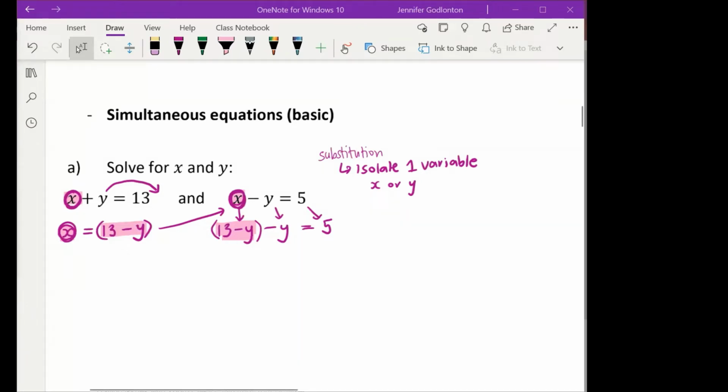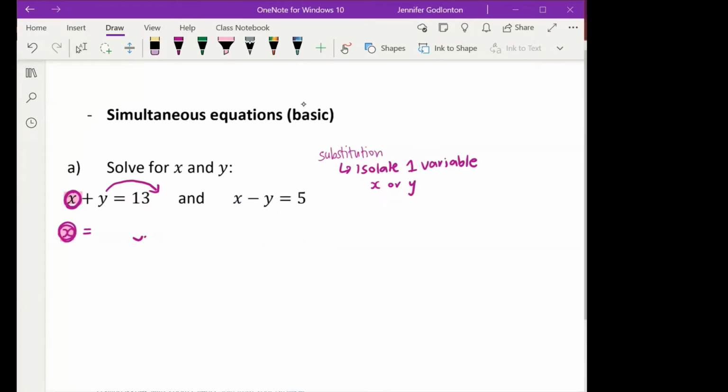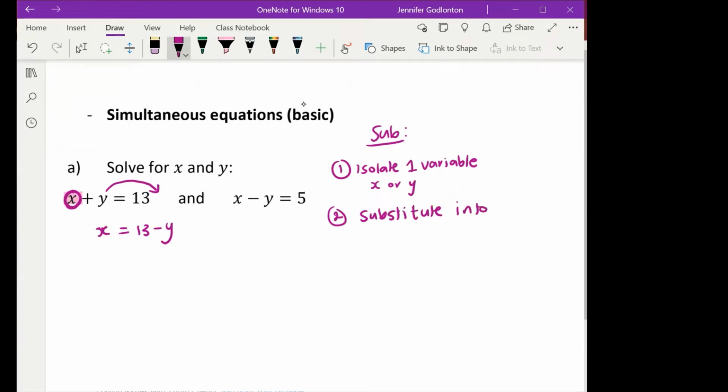Okay, so all that's happened here, let's just go through this step by step, is the first thing that we did was we isolated 1 variable. So in this case, I isolated x. So I said x is equal to 13 minus y. That was my first step. My second step, so this is substitution. First step, isolate the variable. Second step, we are going to substitute, I'm struggling with spelling today, into the second equation.